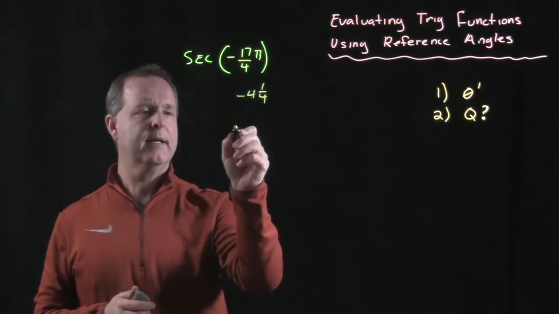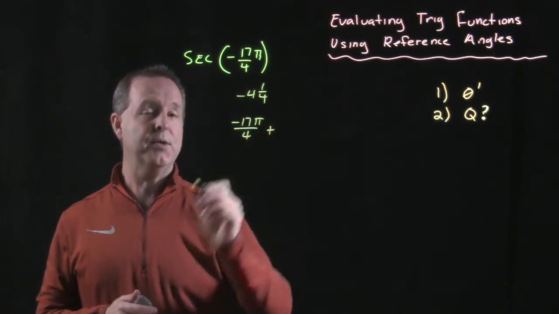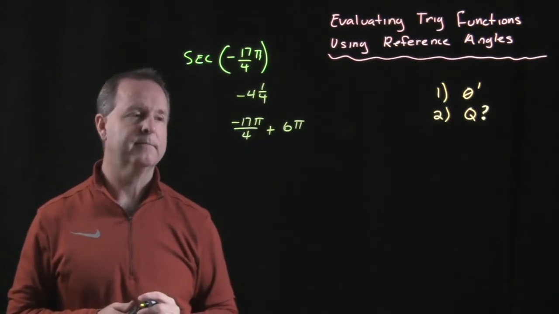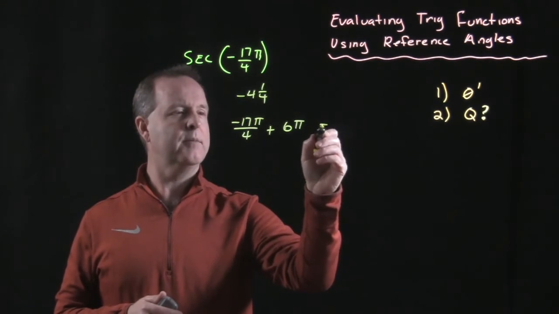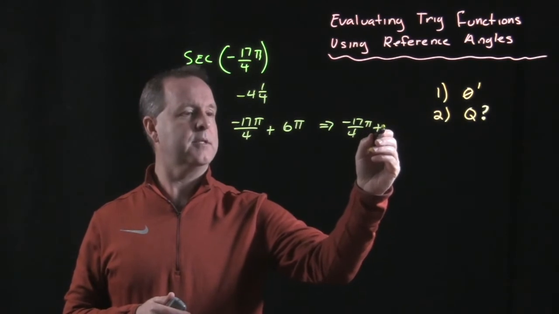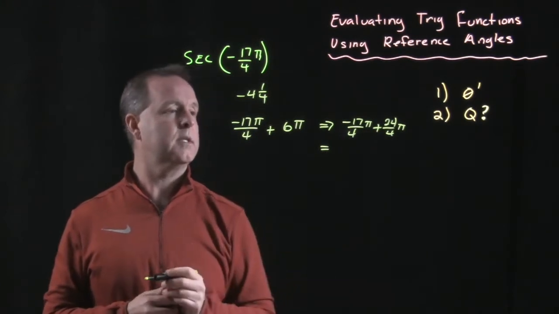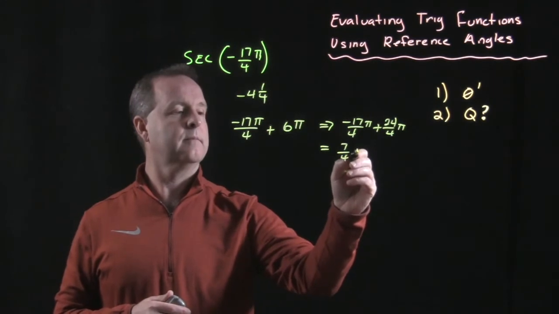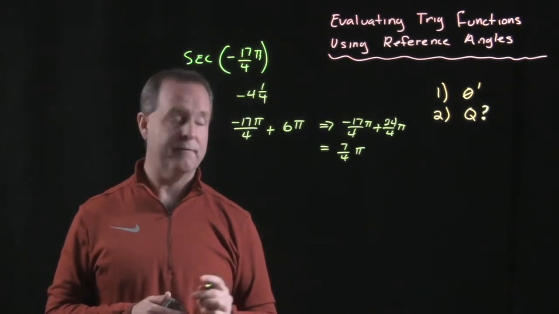So let's take negative 17 pi fourths and add to that 3 multiples of 2 pi, which will be 6 pi. Reason why we chose that number, let's do our math here and find out what happens. I'm just going to go straight across for a second. So negative 17/4 pi plus 24/4 pi equals 7/4 pi. All right, so I found my coterminal angle of 7/4 pi.